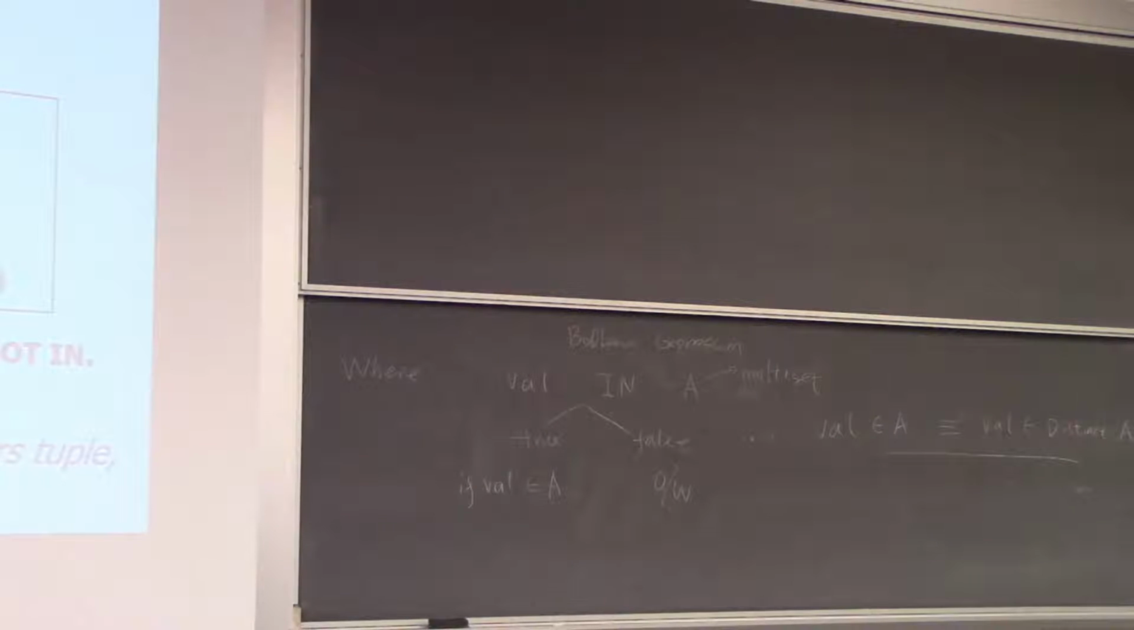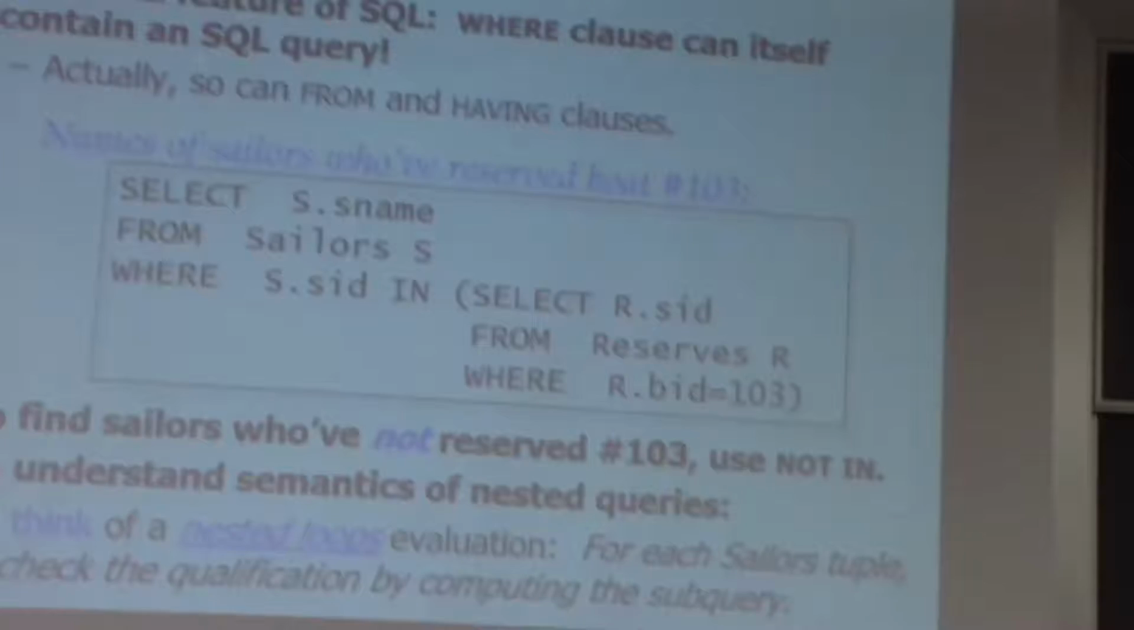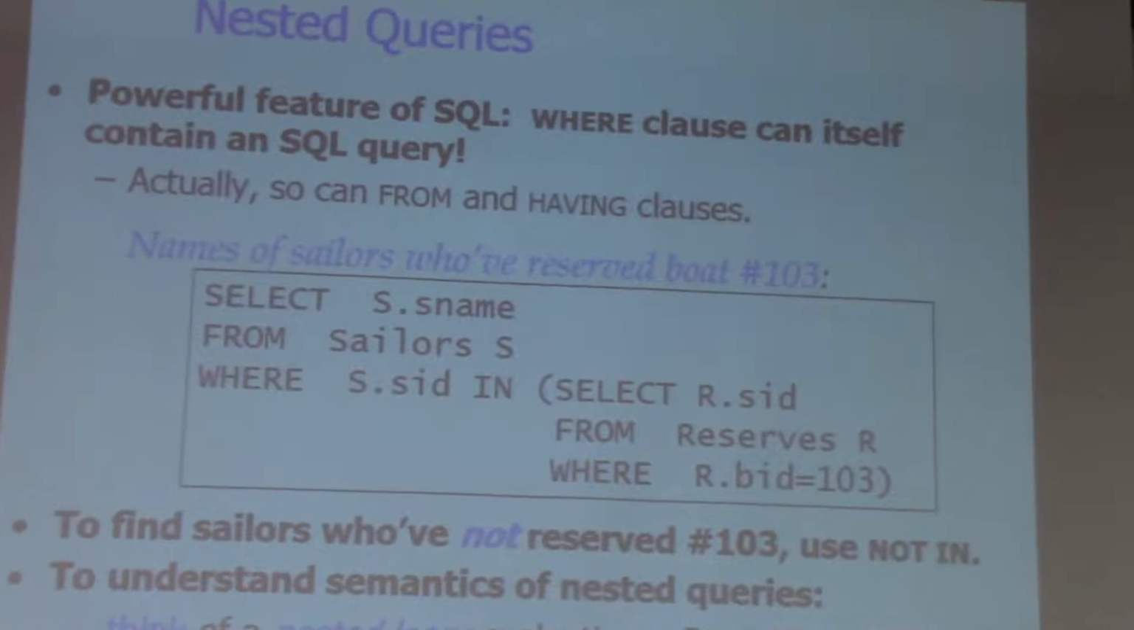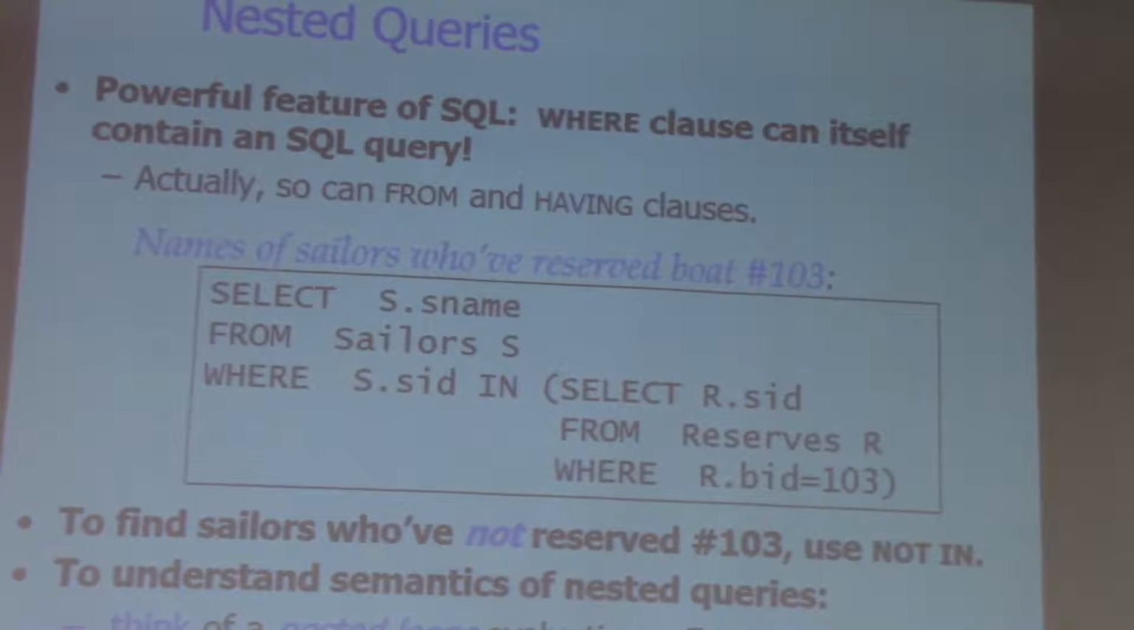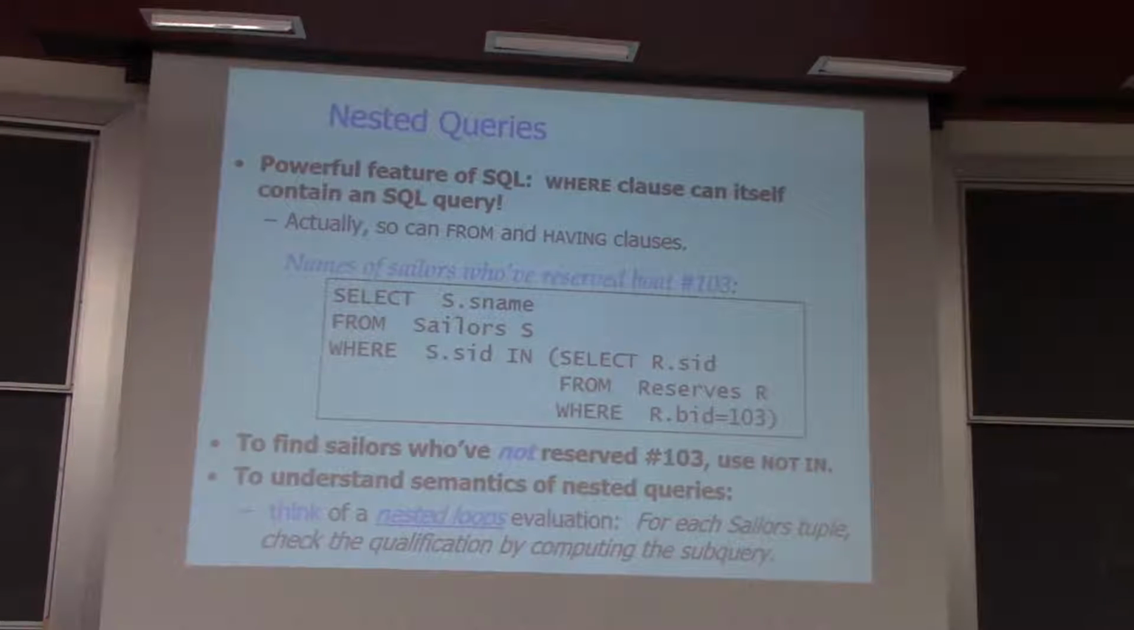What about one sailor who has not reserved both 1 and 3? Well, you use NOT IN. Not in is exactly the opposite of what we have just discussed. Any question on this?